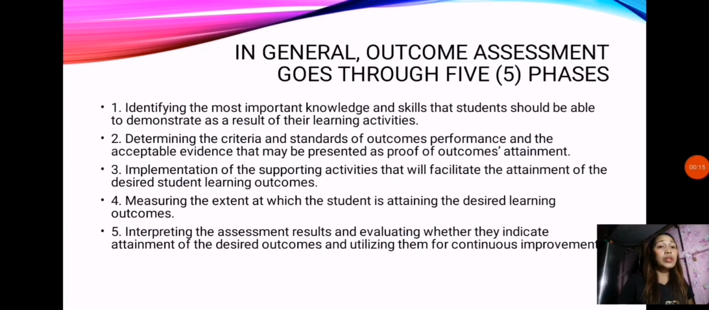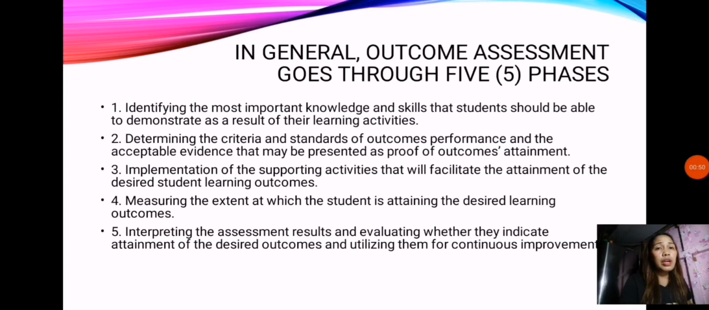So now, what are the phases which you have to undergo if you would like to develop an authentic test? In general, outcome assessment goes through 5 phases. Number 1, identifying the most important knowledge and skills that students should be able to demonstrate as a result of their learning activities. Number 2, determining the criteria and standards of outcomes performance and the acceptable evidence that may be presented as proof of outcomes attainment.